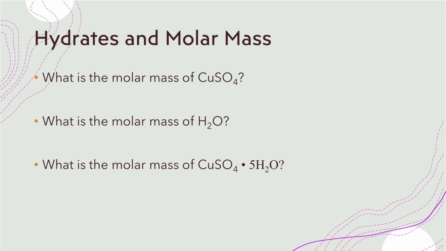So percent composition is going to work very similar for hydrates. The first thing you want to do is find the molar mass of the whole thing. So you're adding the molar mass of the copper sulfate and then the molar mass of water. But in this case, there's 5 waters, and so you're going to have to combine that all together. So pause, see if you can figure it out, and then I'll have the worked solution for you.